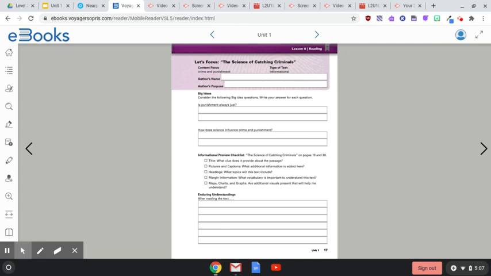Was The Science of Catching Criminals written to inform or entertain? Will the author teach you something or entertain you? I want you to write your answer on the page in your student book. Have you read any other text in which the author's purpose was to teach? What was the title of the last nonfiction text you read?